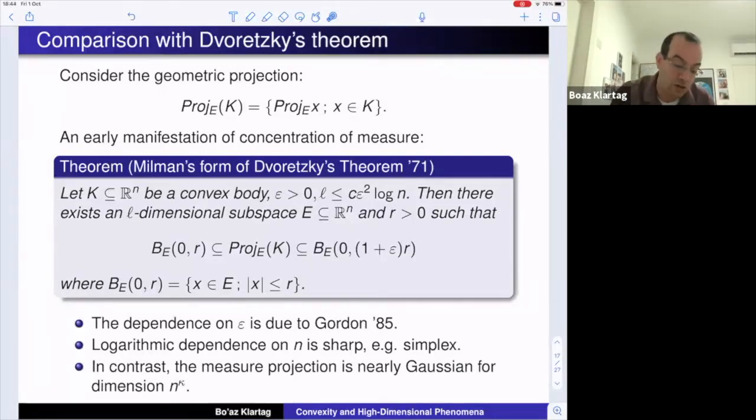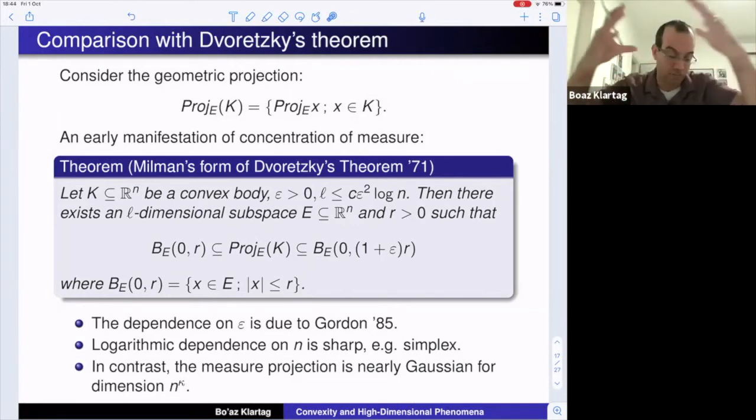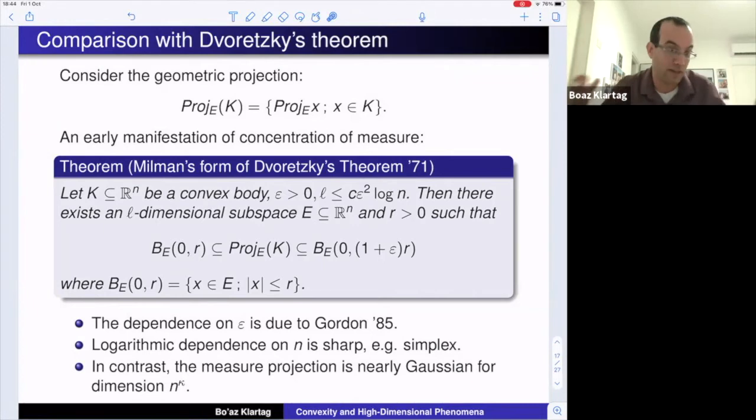Okay, so this is kind of analogous to the central limit theorem for convexity. I mean, if you project the measure, you get approximately Gaussian. If you project the body itself, you get an approximately Euclidean ball. Right? These are the most regular objects in the class. If you want, this is what you get with appropriate projection. That dependence on epsilon here, by the way, is due to Gordon. It was an extra log in Milman's form.